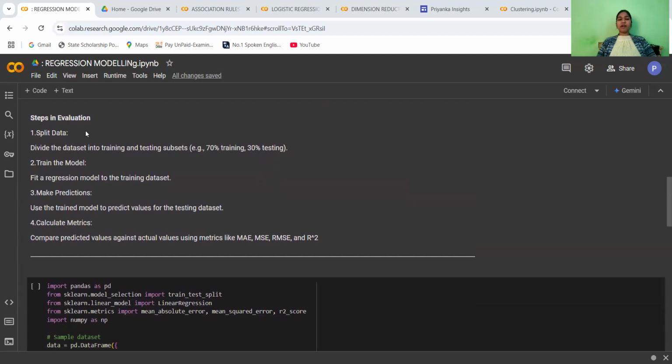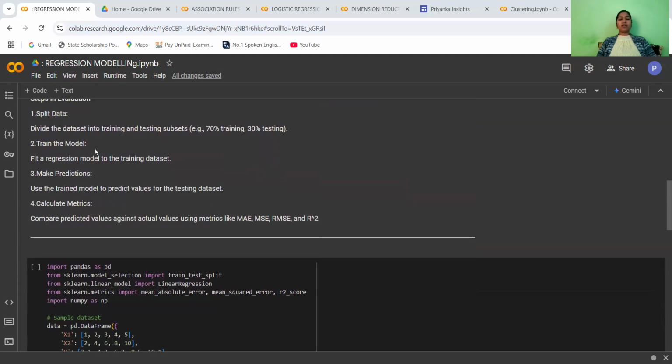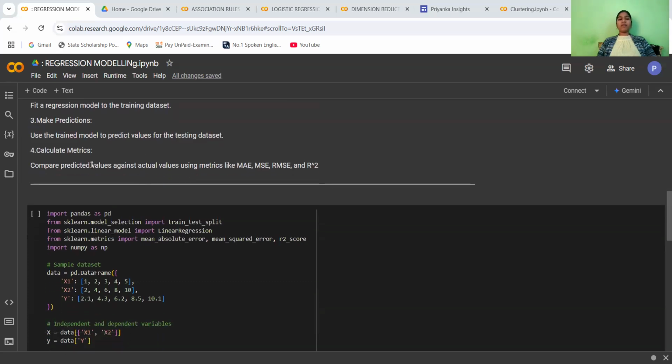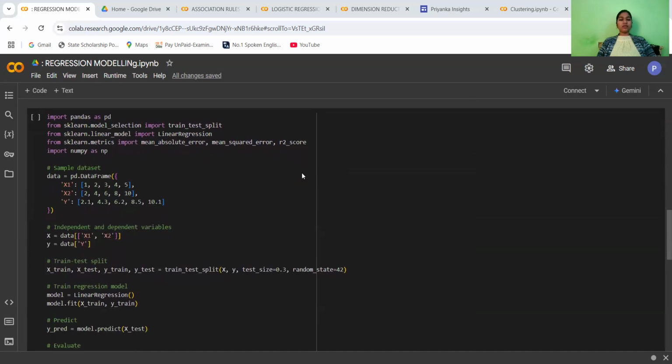Steps in evaluation. Split data: divide the dataset into training and testing subsets, for example, 70% training, 30% testing. Train the model: fit a regression model to the training dataset. Make predictions: use the trained model to predict values for the testing dataset. Calculate metrics: compare predicted values against actual values using metrics like MAE, MSE, RMSE, and R square.